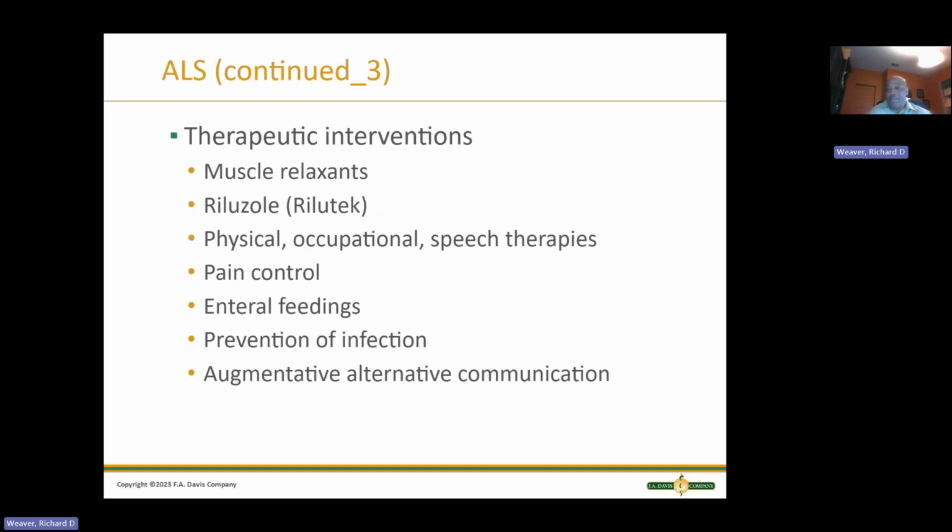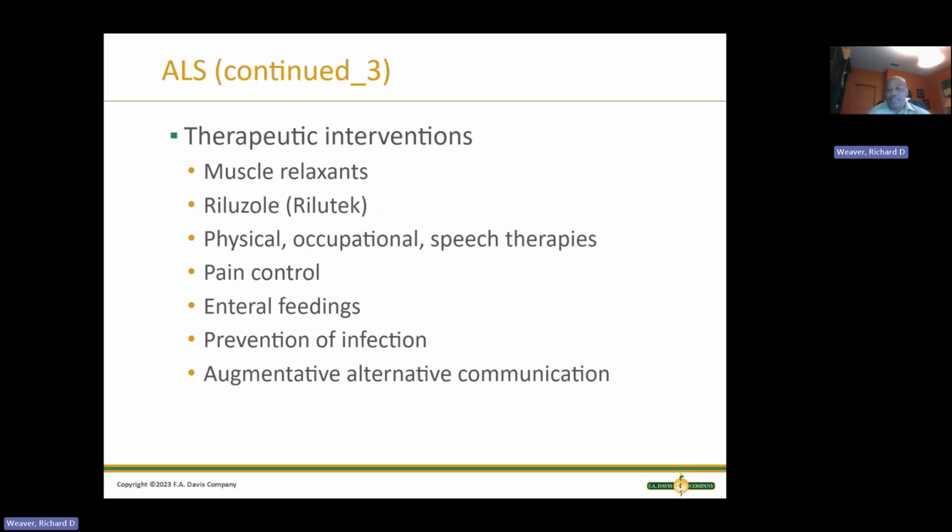We also want to prevent infection in these patients, such as pneumonia and UTIs, which is going to be vital. Meticulous skin care minimizes the incidence of pressure injuries. Remember, these patients can't really move very well, and so they are at risk for pressure ulcers.